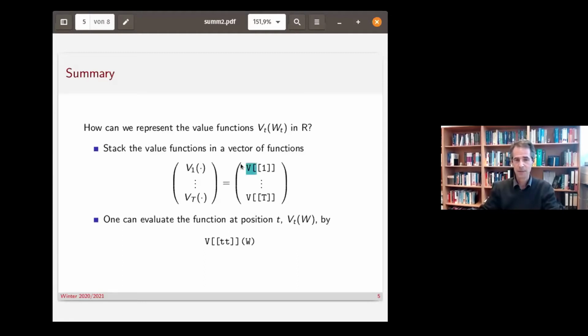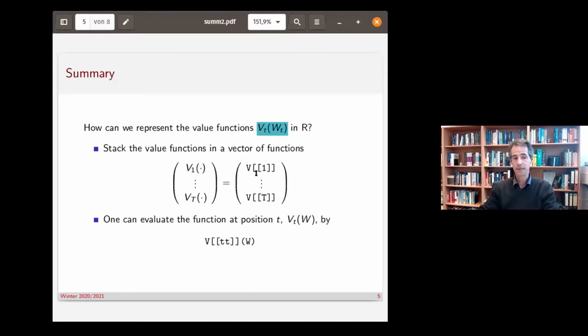So the first element of that vector can be accessed by using the double bracket notation, evaluated at position 1 up to the last position. Or we use double T, I think, here. Okay, so that would be, I think, a very neat way to represent the entire family of value functions in one object. So this object would just be called V.